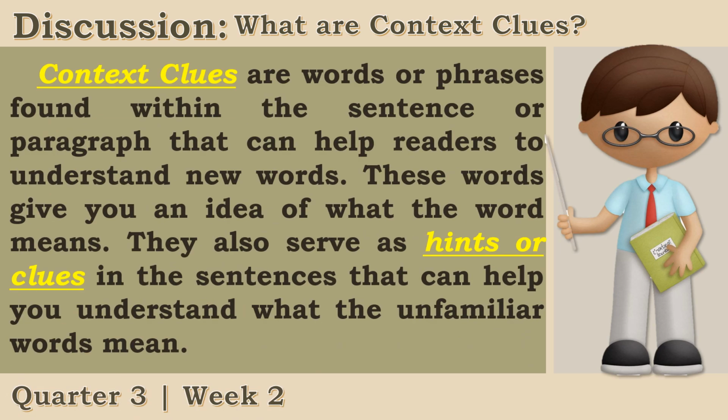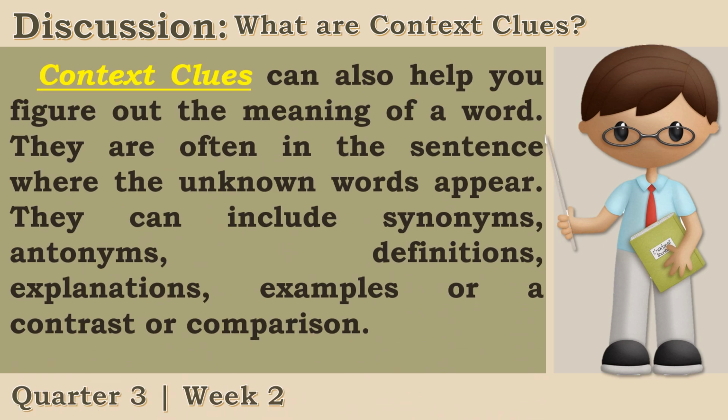So what are context clues? Context clues are words or phrases found within the sentence or paragraph that can help readers to understand new words. These words give you an idea of what the word means. They also serve as hints or clues in the sentences that can help you understand what the unfamiliar words mean, and they help you figure out the meaning of a word. They are often in the sentence where the unknown words appear.